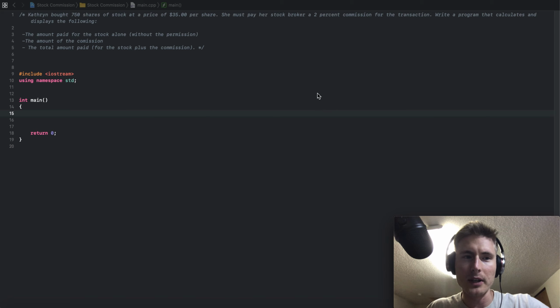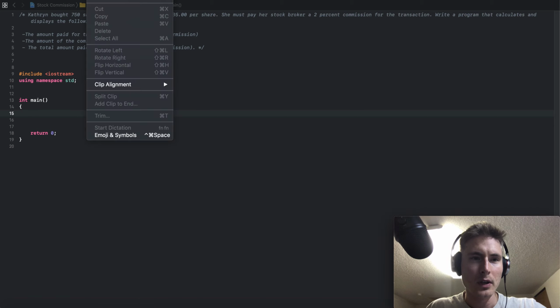Okay, so we got three things. The amount for the stock alone, which will be these two numbers, the product of them. We have the amount of commission, which will be that total and 2% of that total, and then the amount paid. So that'll be both of those with 2% of those on top of it.